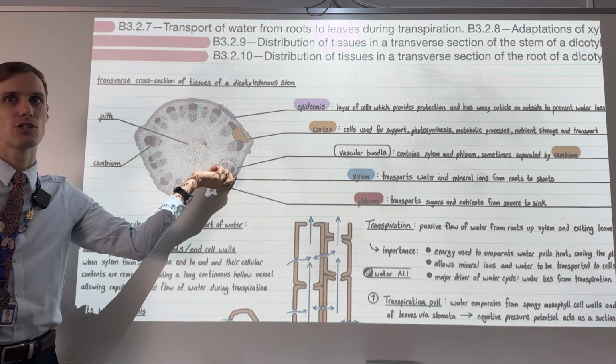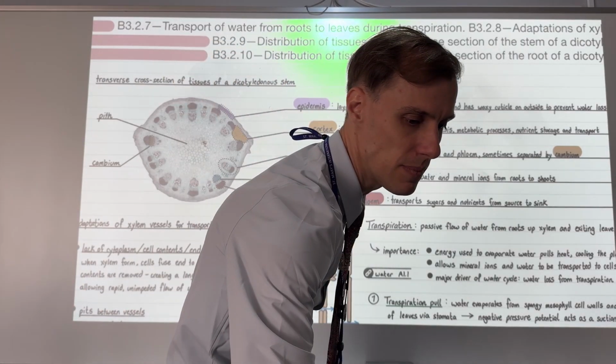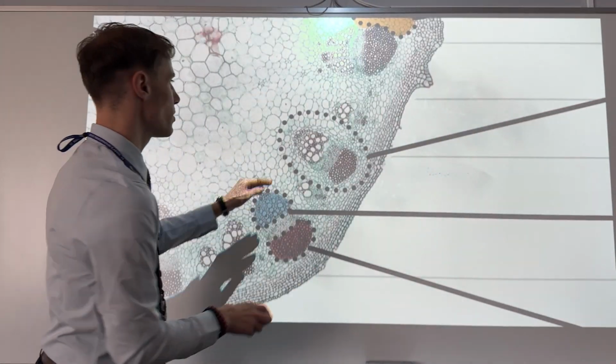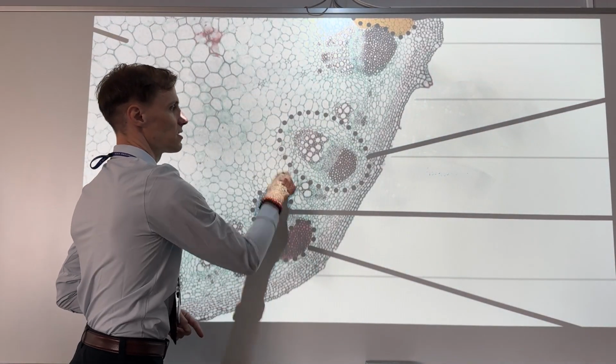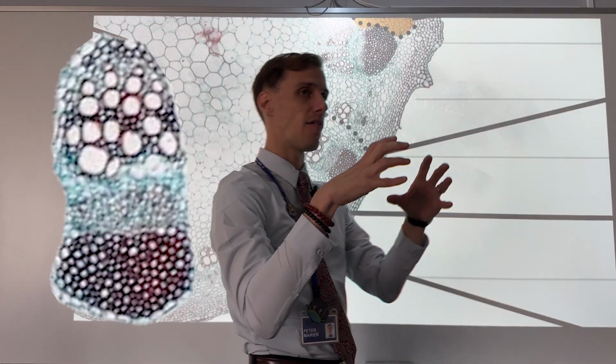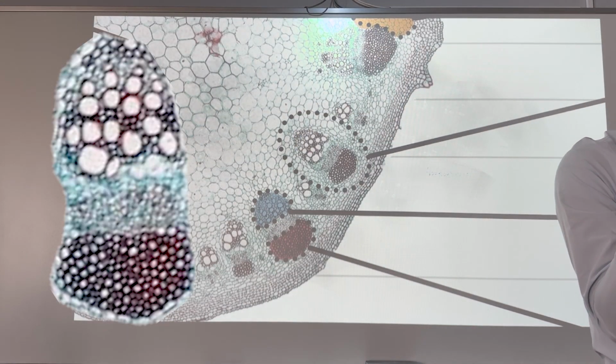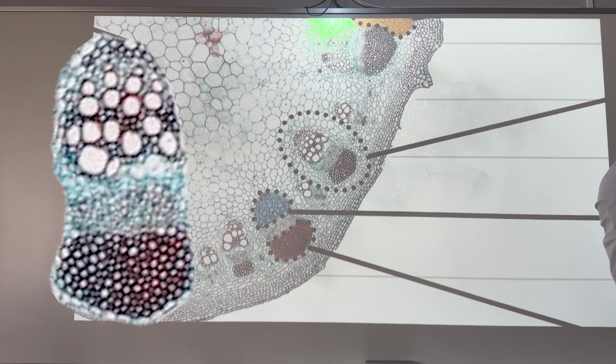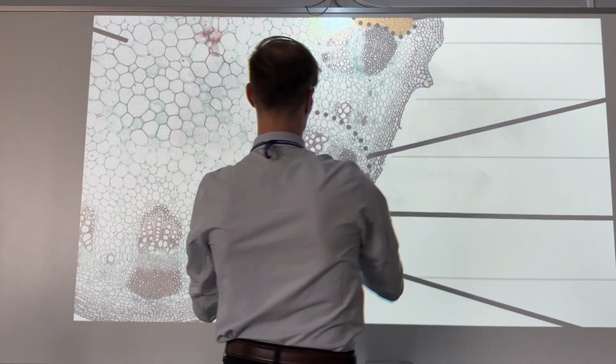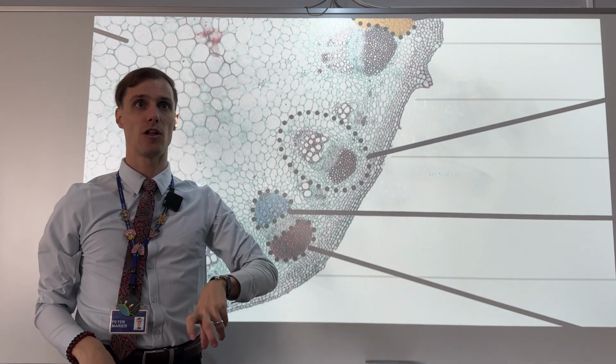Then we have a vascular bundle. So what do I mean by that? Well, if you really zoom in here, this is the vascular bundle. And vascular or vessel means essentially those tubes. In this case, we have xylem and we have phloem.